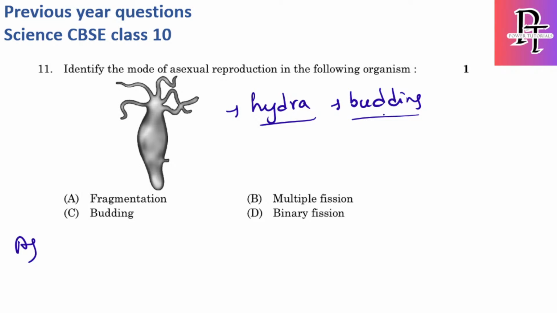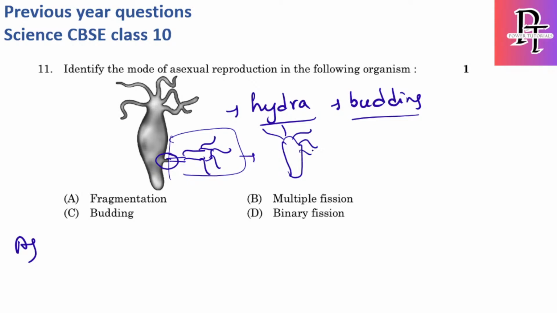So why it is called budding? In Hydra, this is the bud here. This will grow, and due to cell division in this part it will grow into a new part, and this will become like this. After it has completely grown, this part will be cut out and this will form a new organism. So this is nothing but budding.